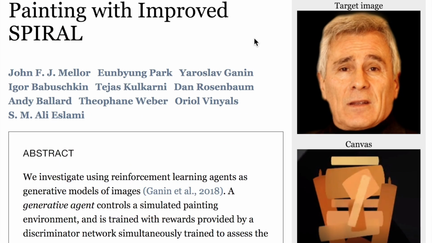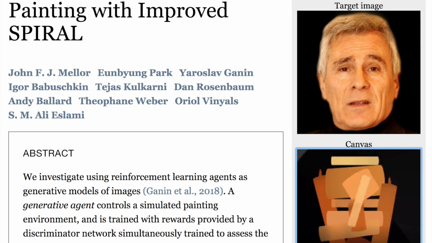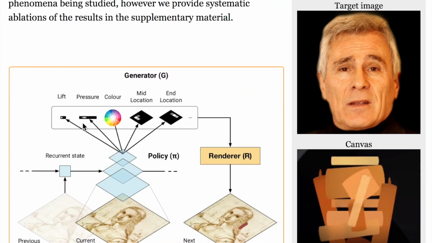DeepMind has updated their SPIRAL paper with the new SPIRAL++ model. So what this is, it uses reinforcement learning for generative modeling of images, compared to things like generative adversarial networks, pixel or autoregressive models, or these variational autoencoders that just kind of output the image, compared to having something like this, where you can sort of see how it's iteratively constructing the images by having the policy map state to actions. And in this case, this state to action mapping is the different lift, pressure, color, and then the take it from here to here of the different brush strokes.